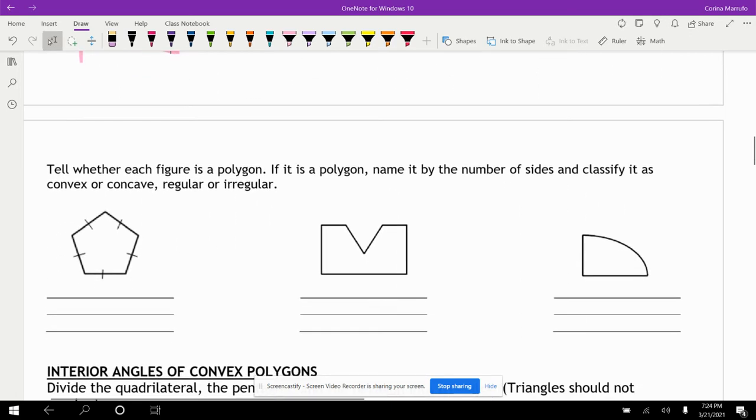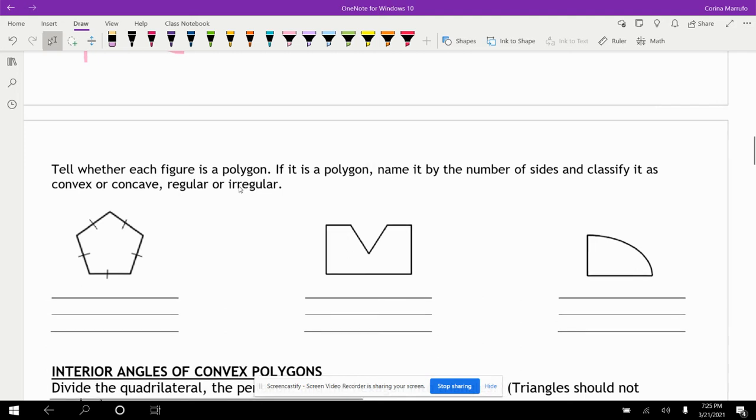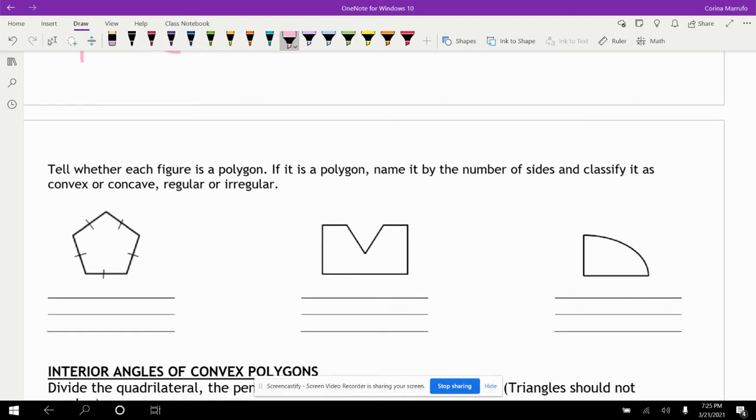All right, so here it says tell whether each figure is a polygon. If it is a polygon, name it by the number of sides and classify it as convex or concave, regular, or irregular. So they were asking for a lot of stuff. So it's asking if it is a polygon. So we look at the first one. Yes, this is definitely a polygon. It says name it by the number of sides. Okay. So the number of sides here, it has 1, 2, 3, 4, 5. It has 5 sides. A 5-sided figure is considered a pentagon.